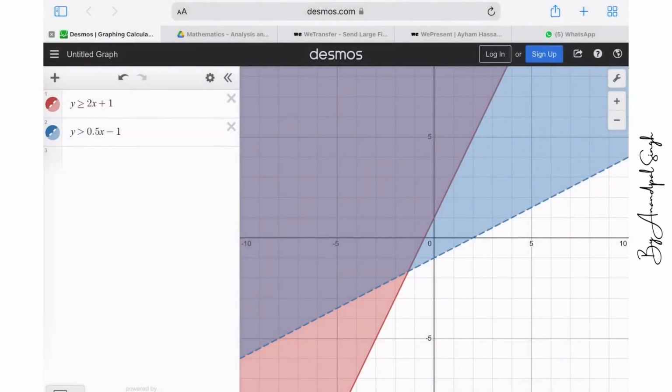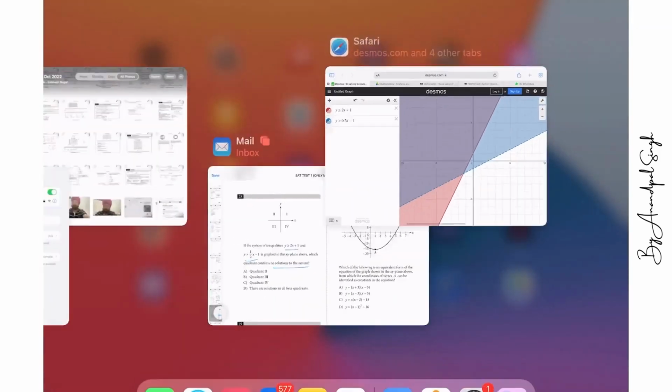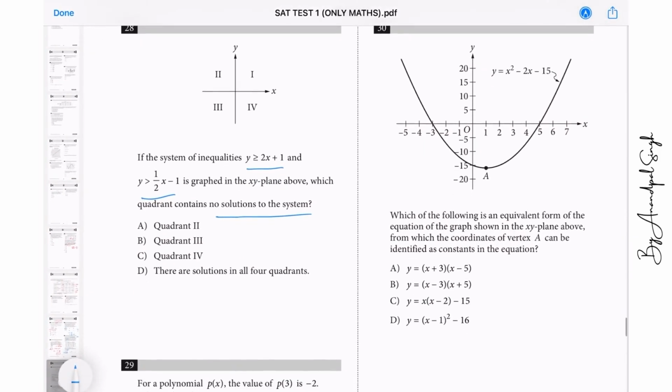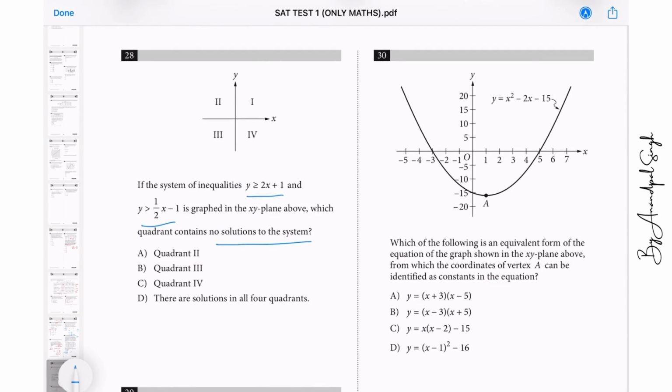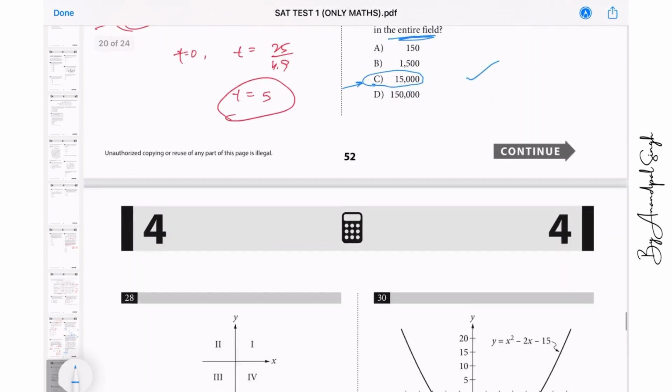Let us go to the paper. Yes. So which quadrant has no solution? Quadrant 4 has no solution. I've just drawn the graph. Right? Next is question number 29.